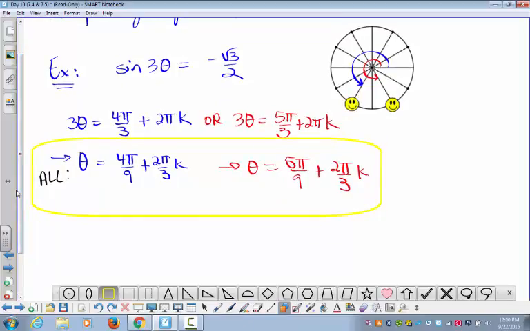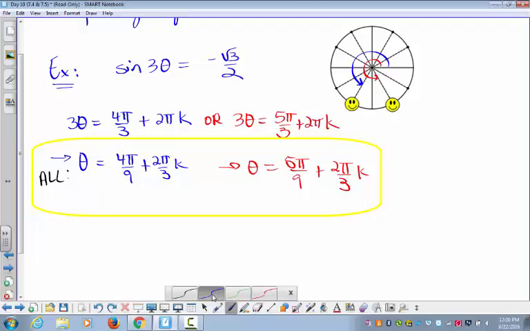But just keep in mind, we're not looking at the solutions anymore. Like with all the other ones where we just had one theta or one x, those were the solutions. Those aren't the solutions here because we had to divide by 3. So now, here is the hardest part of all.